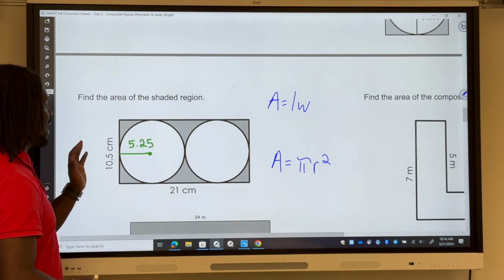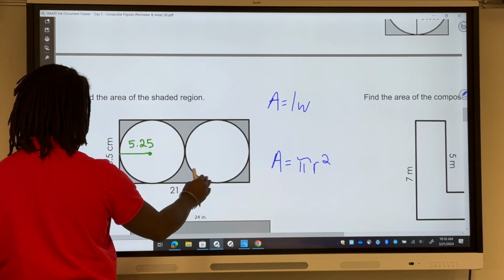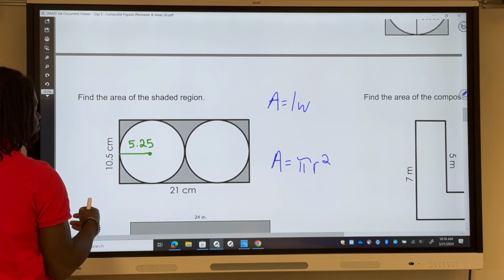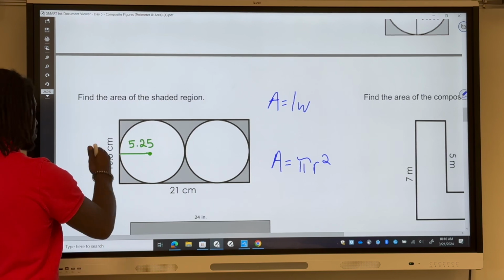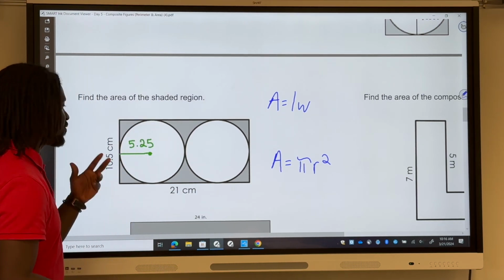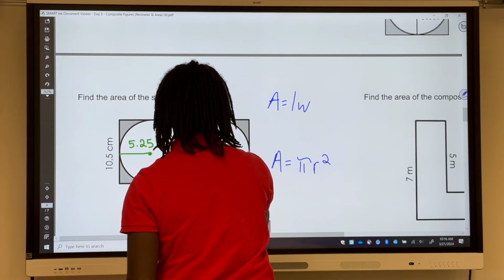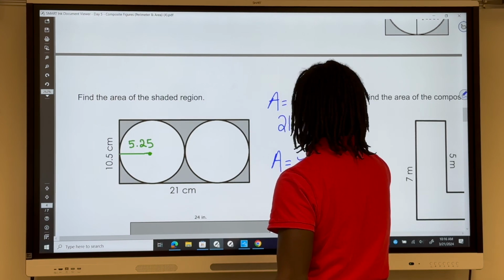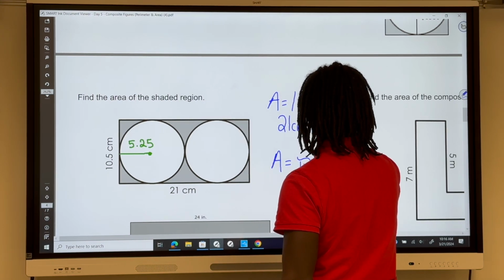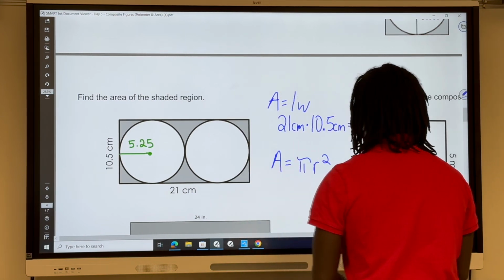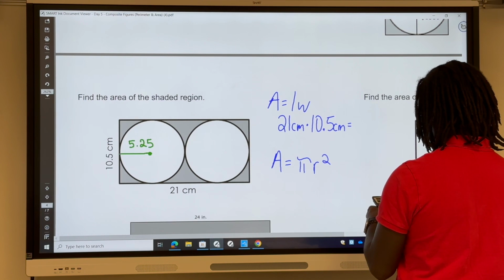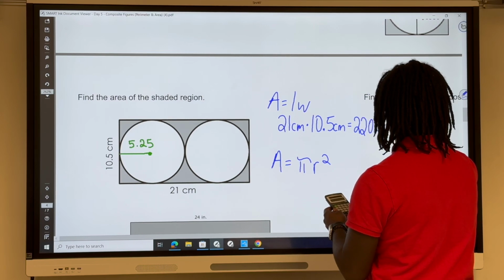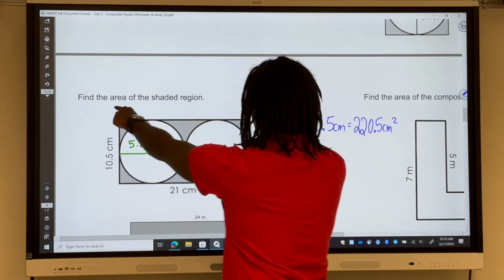Okay, so let's make sure we have the dimensions we need. And this one I have already kind of pre-given you the radius here. And it's 5.25. So now we have everything we need. We have my length, my width, we have our radius. Now we're good to go. All right, so to find the area of the entire rectangle, I'm going to do length times width, which is 21 centimeters times 10.5 centimeters. And when I multiply that, 21 times 10.5, that is going to give me 220.5, and that's centimeters squared. Okay, so that is the area of the whole thing.